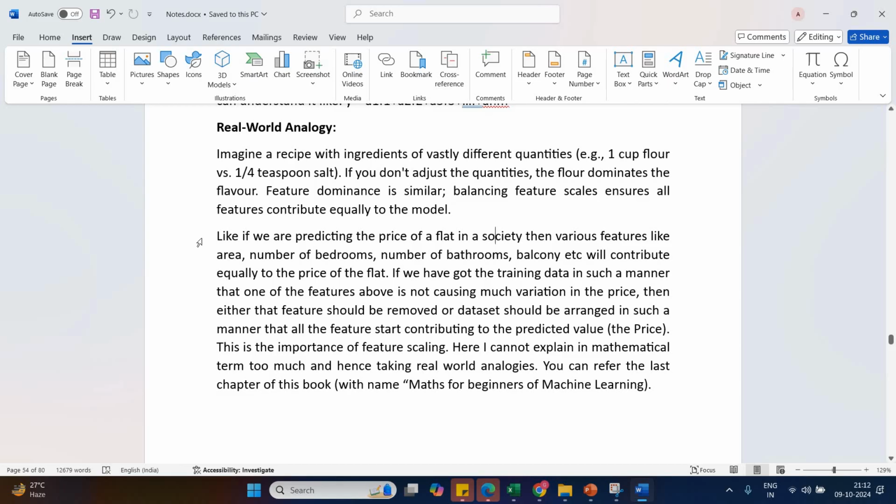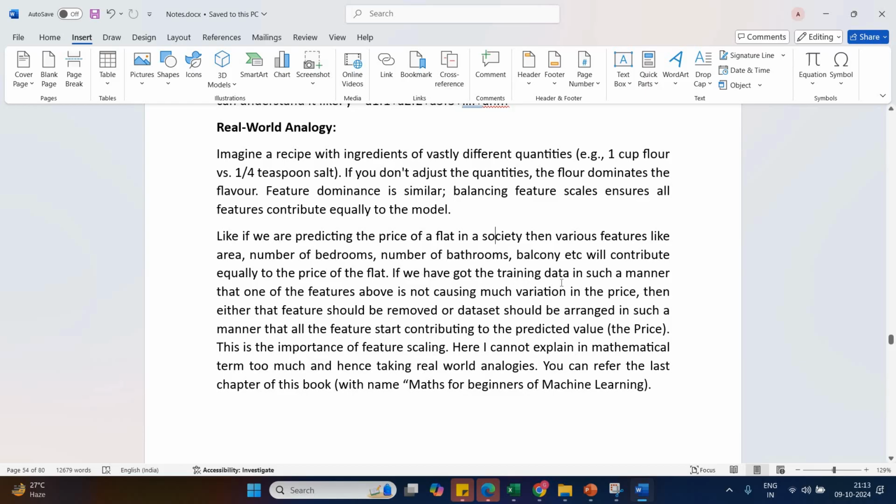Okay. And there is another analogy here. If we are predicting the price of a flat in a society, then there are various features like the carpet area, the number of bedrooms, the number of bathrooms, how many balconies are there, what is the balcony area. All these things will contribute to the price of the flat, right?